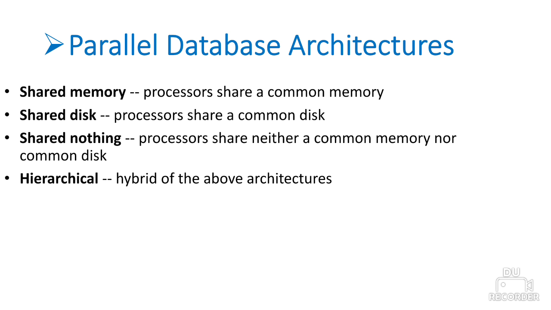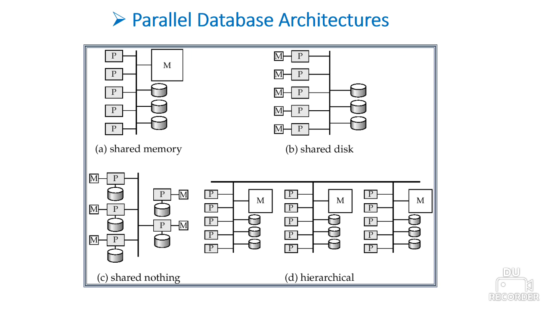So, parallel database architectures. What is parallel database architecture and what does it contain? Shared memory, shared disk, shared nothing, hierarchical. Shared memory: processors share a common memory. In shared disk, processors share a common disk. In shared nothing, processors share neither a common memory nor a common disk. Hierarchical: a hybrid of the above architectures. So we will go through all these one by one.